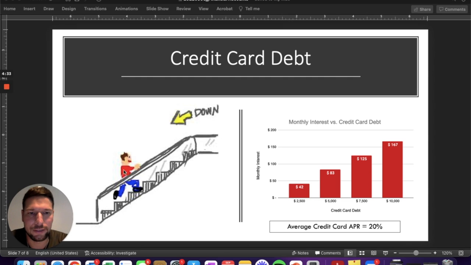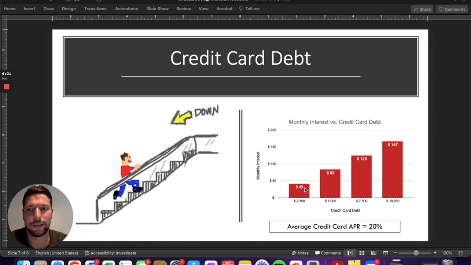Here on the right-hand side, I've calculated out what's the monthly interest you would be paying based on how much balance you're carrying on a monthly basis on your credit card. So for example, if you're carrying $2,500 on your credit card, and you have an interest rate of 20% on that credit card on an annualized basis, which is actually the average, so it's pretty reasonable, you're going to be paying about $42 a month or about $500 a year in credit card interest.